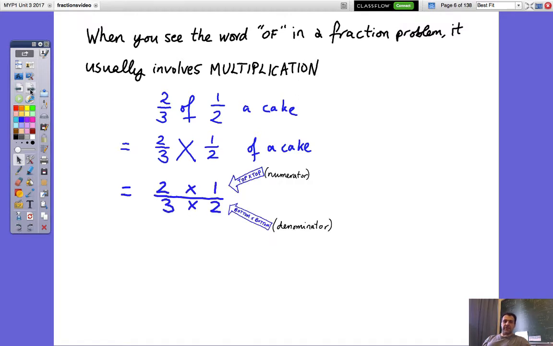And 2/3 times a half, well, you just do top times top, bottom times bottom. So 2 times 1 on the top and 3 times 2 on the bottom. Top times top, or numerator times numerator, bottom times bottom, or denominator times denominator. And when you did that, in this example, it came to 2/6. Now, 2/6 can be simplified because you can divide top and bottom by 2, so divide by 2/2 in other words. So that's the same as 1/3.